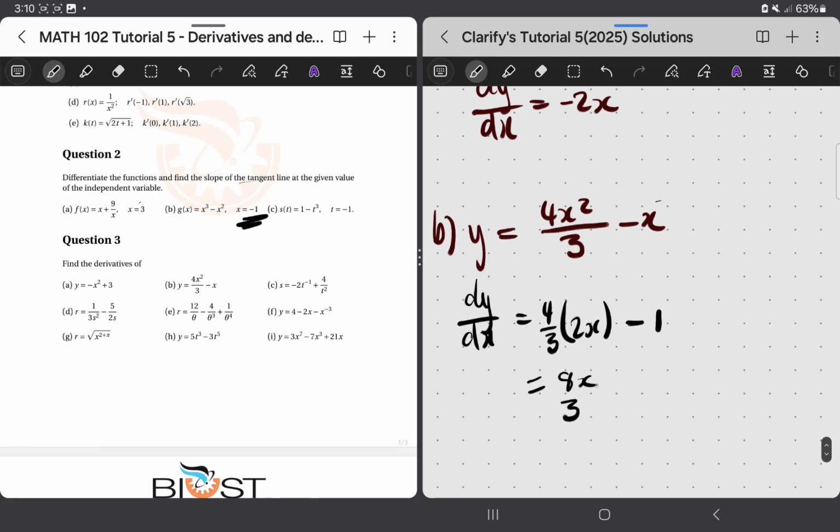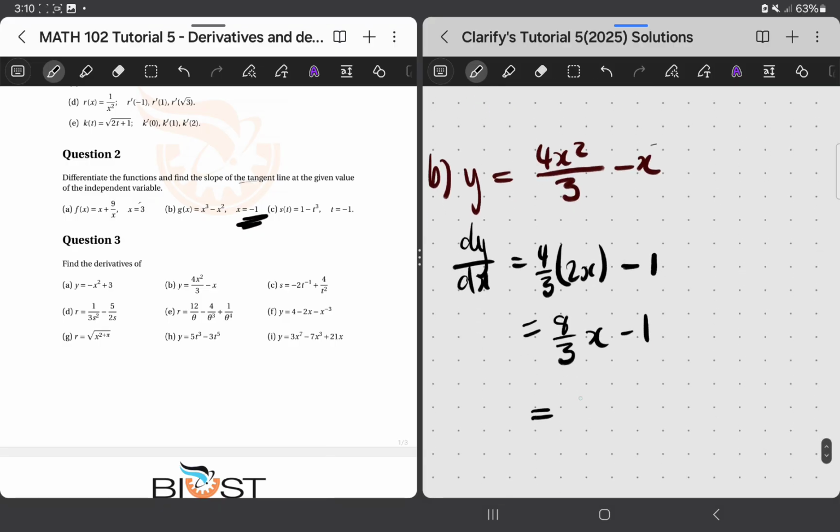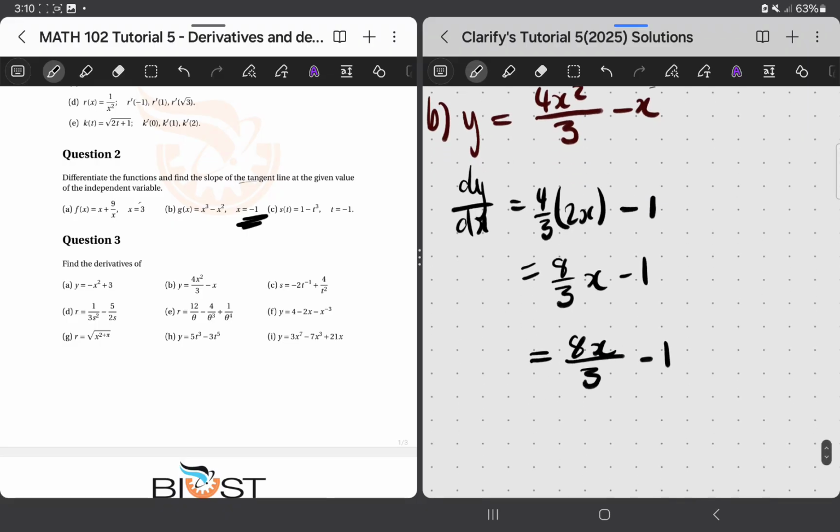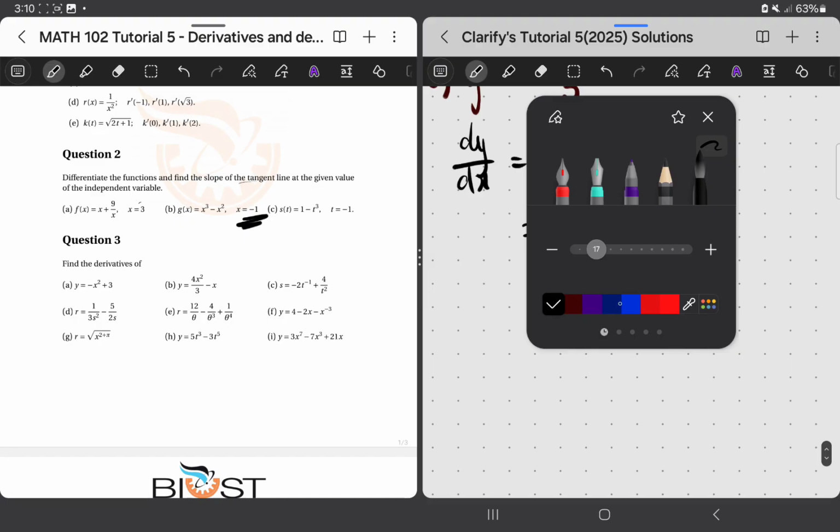Then we say minus 1. Or we can first say 8 over 3 of x minus 1. And this just becomes, since x is a whole number, it goes to the top. So it's 8x over 3, then minus 1. This is going to be our final solution for this second part.